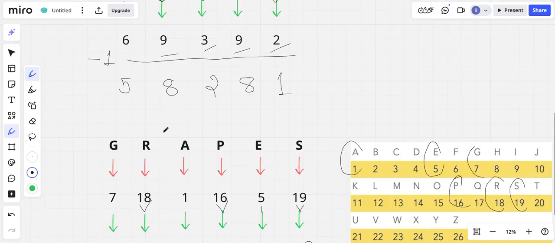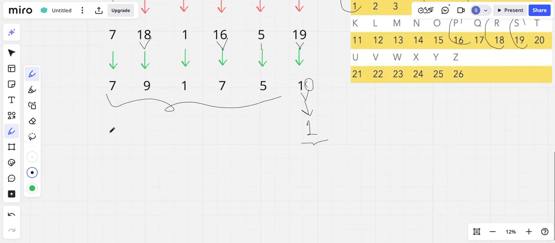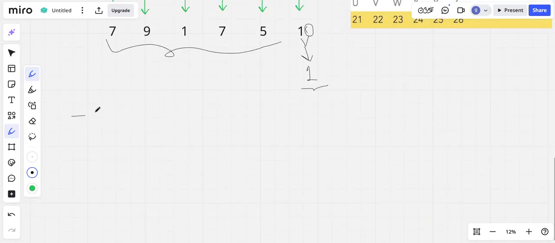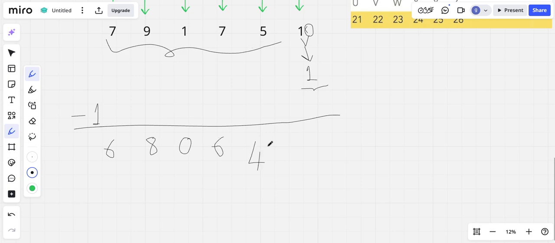What was the next step? We subtracted 1 from all of these numbers. Then what will we have? 7 minus 1, we have 6. 9 minus 1, we have 8. 1 minus 1, we have 0. 7 minus 1, we have 6. 5 minus 1, we have 4. And then 1 minus 1, we have 0. So our answer would be 680640.